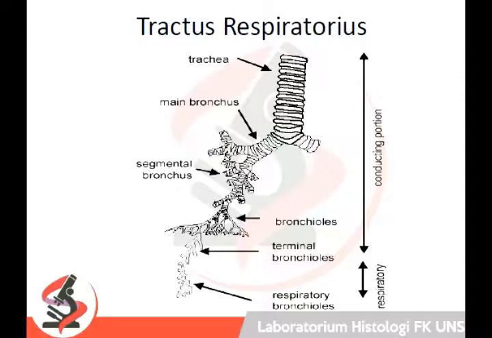In more detail, the tractus respiratorius, the lower part of the respiratory system, has two portions: the conducting portion and the respiratory portion. The conducting portion has three functions: to humidify, warm, and filter the air. The respiratory portion exchanges gas, oxygen and carbon dioxide, because alveoli can be found in the respiratory portion.